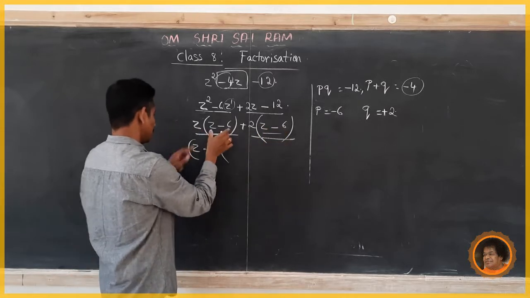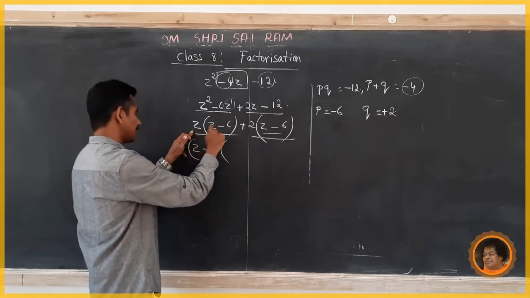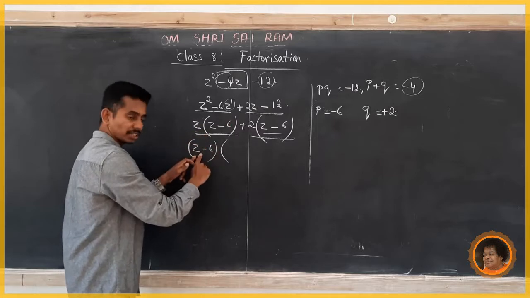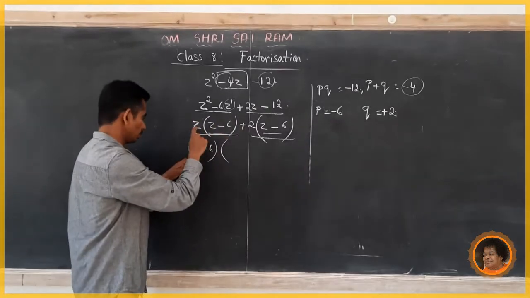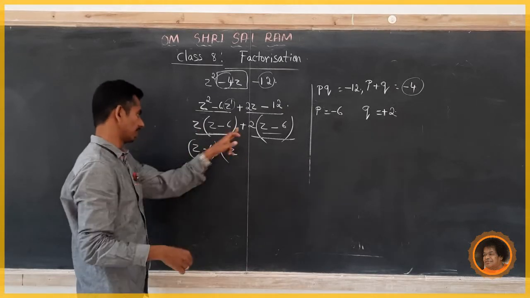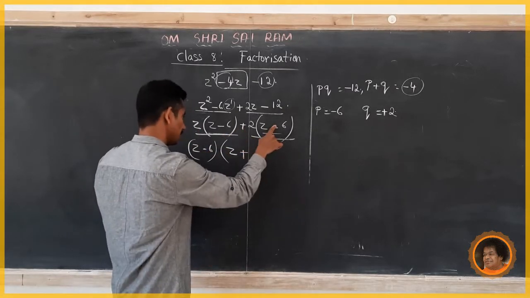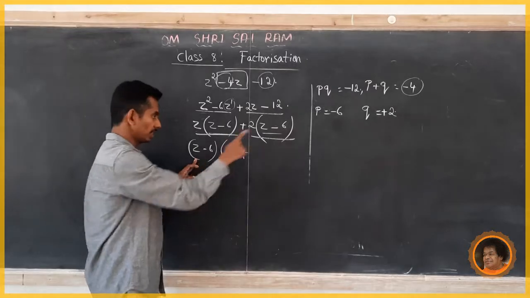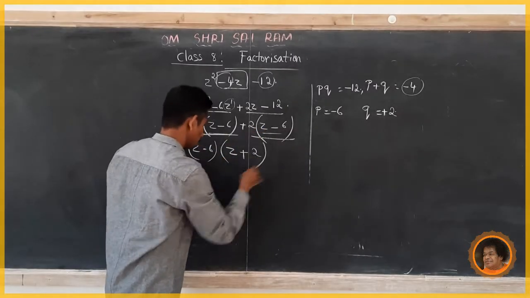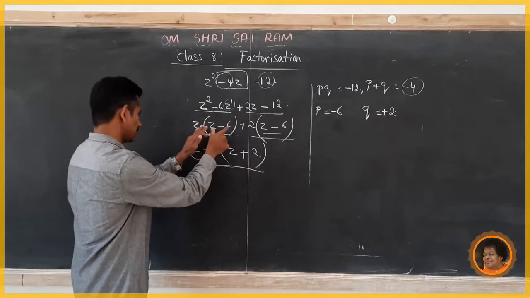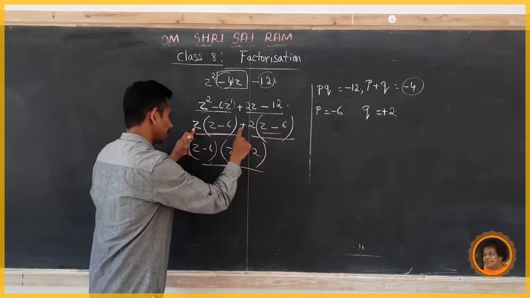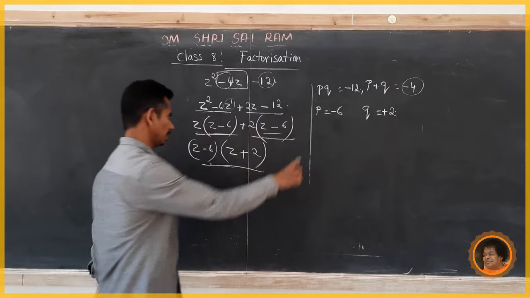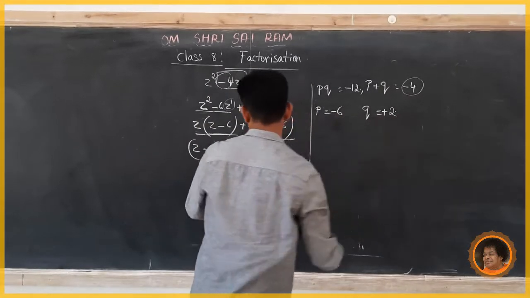Then, if you divide Z into Z minus 6, Z minus 6 cancelled. Only Z. Then here it is plus. Z minus 6 divided by Z minus 6, it is cancelled. Then we get only 2. Or simple is, first write Z minus 6 as common, then write the rest, Z plus 2. Then we get the answer: Z minus 6 and Z plus 2.